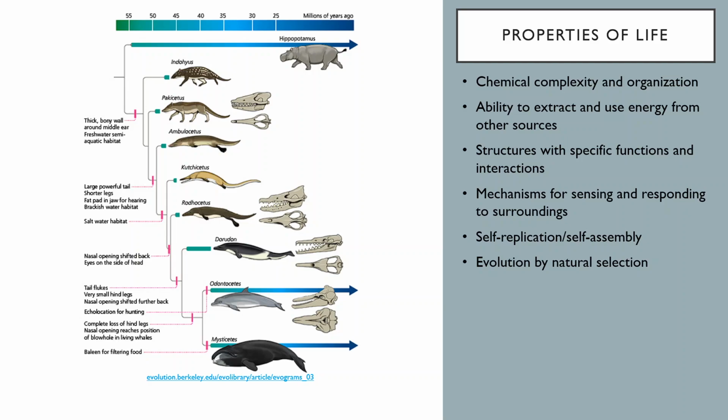And finally, all living things are descended from a common ancestor and are the product of evolution by natural selection. So evolution just means change over time, but we know that organisms change over time, change from generation to generation, and over very long periods of time. They can change from one species to another, and that process we call evolution.